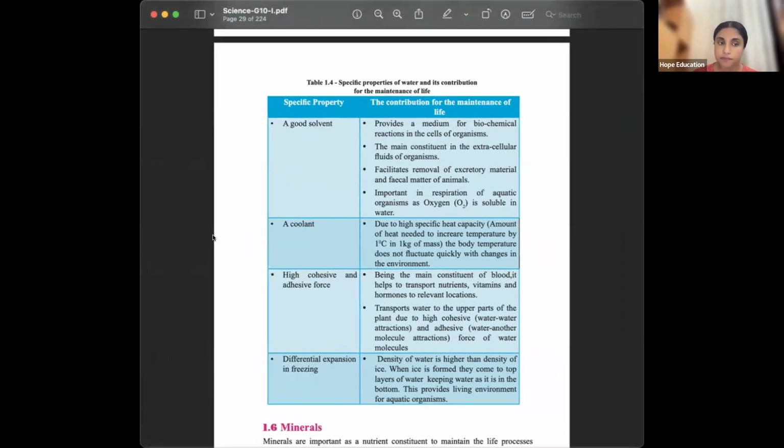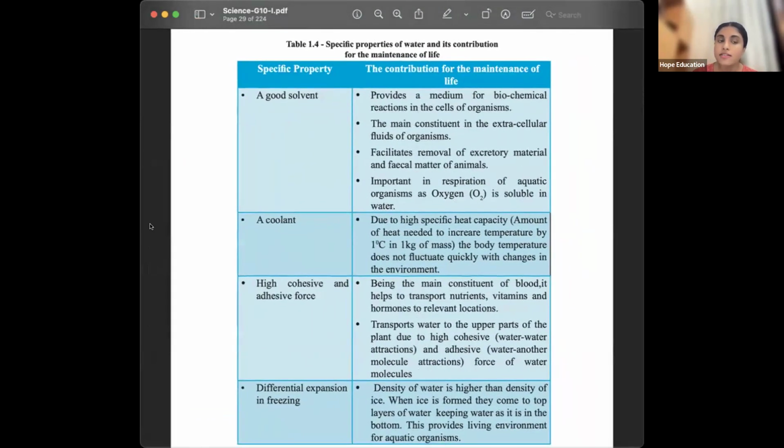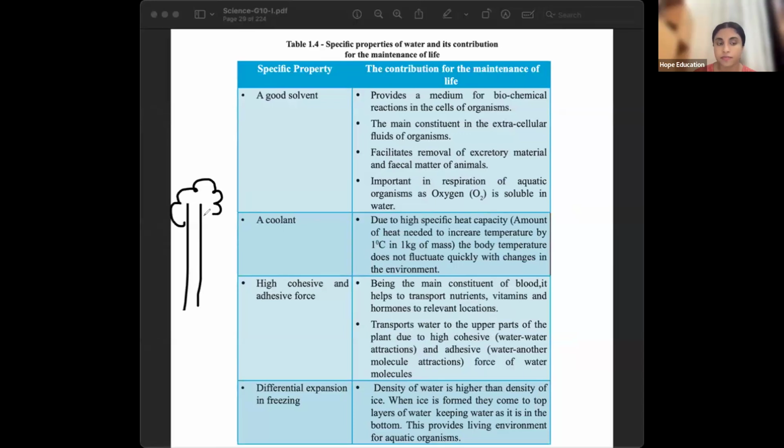If you take a tree, where does the tree get all this water? Water, I can drink water. What about a tree? Where does a tree get water?